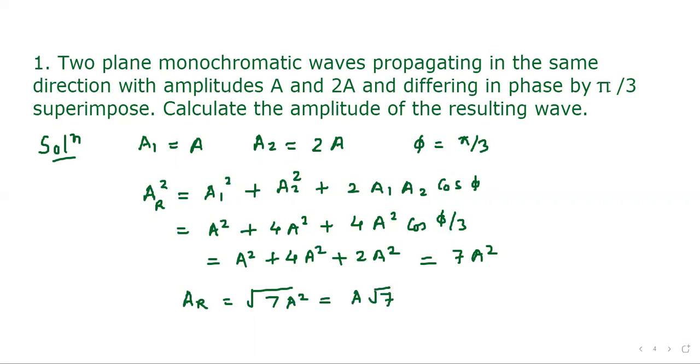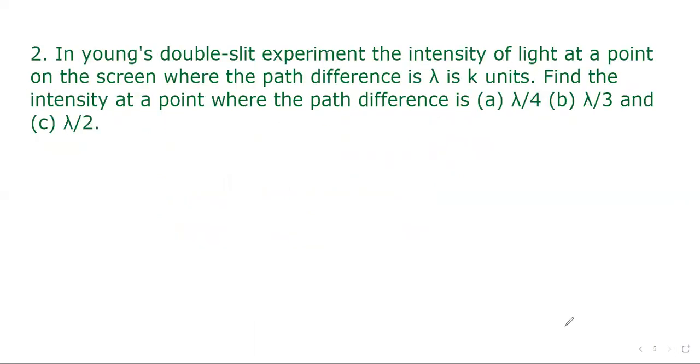Now consider the next question. It says, in Young's double slit experiment, the intensity of light at a point on the screen where the path difference is lambda is k units. Find the intensity at a point where the path difference is lambda by 4, lambda by 3, and lambda by 2. So we know that intensity I is given by I1 plus I2 plus twice root I1 I2 cos phi.